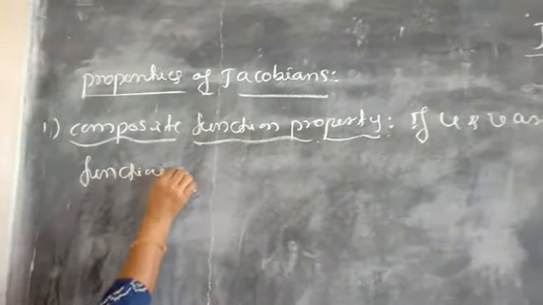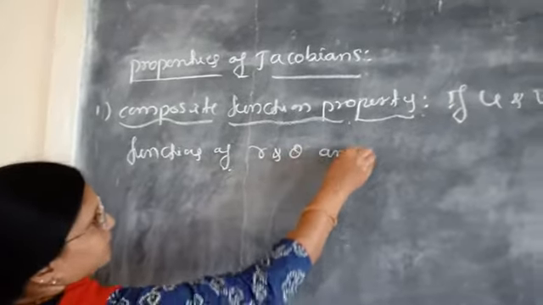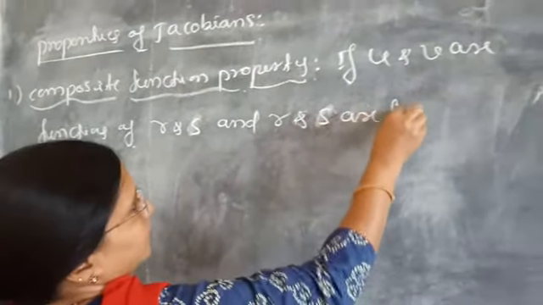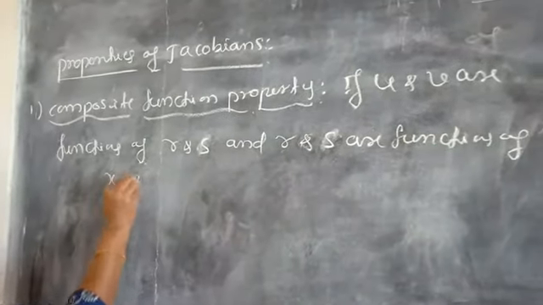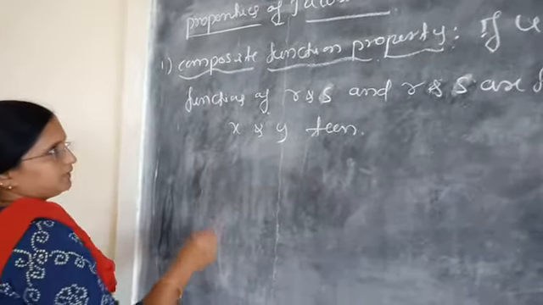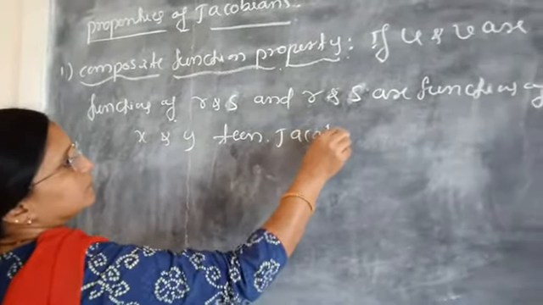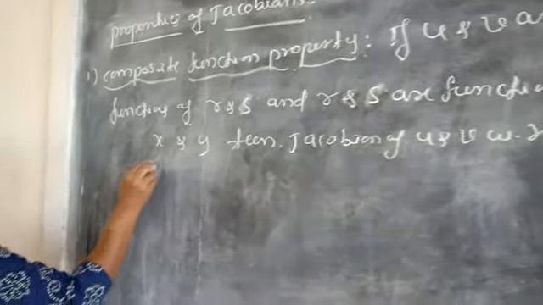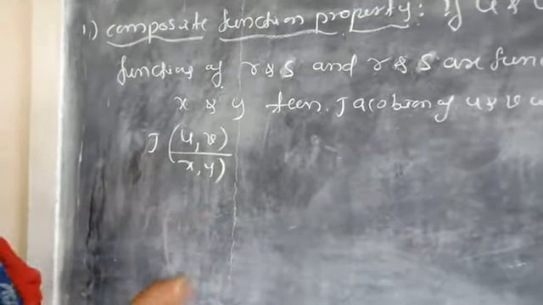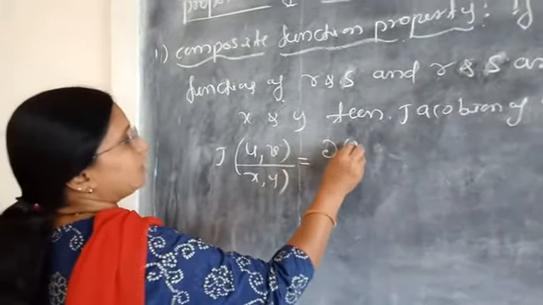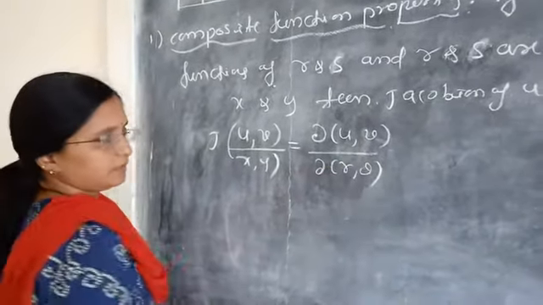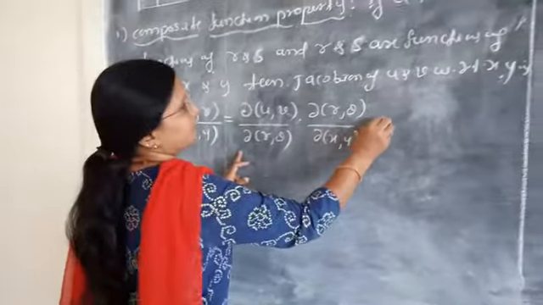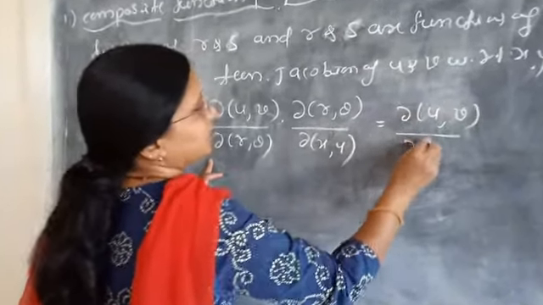functions of r and theta, and r and theta are r and s, you can take anything here, and r and s are functions of x and y, then the Jacobian of u and v with respect to x and y is given by J(u,v)/(x,y) is equal to ∂(u,v)/∂(r,θ) into ∂(r,θ)/∂(x,y). It is also denoted by ∂(u,v)/∂(x,y).